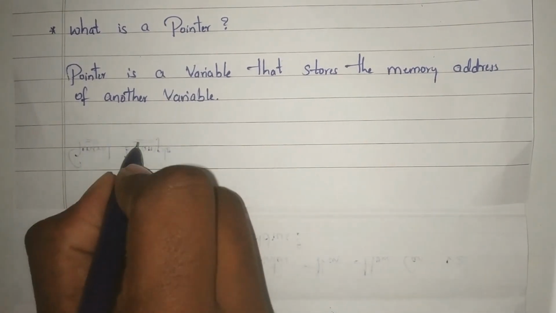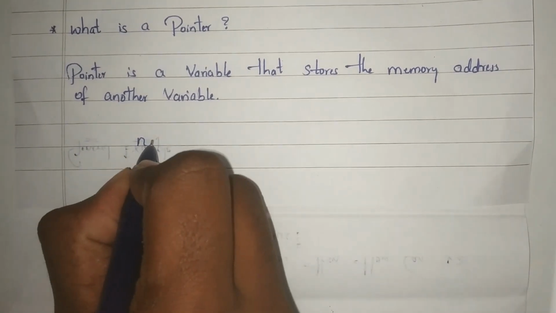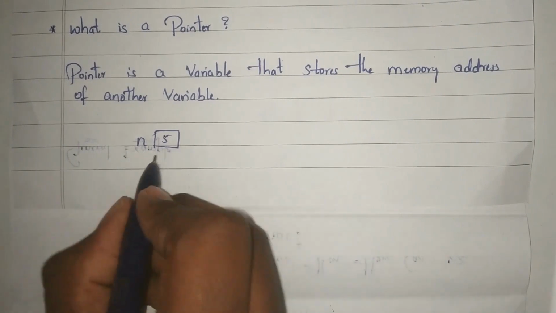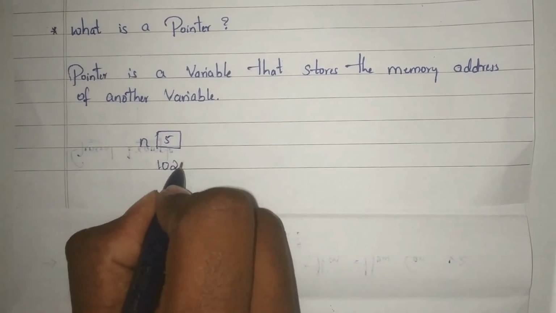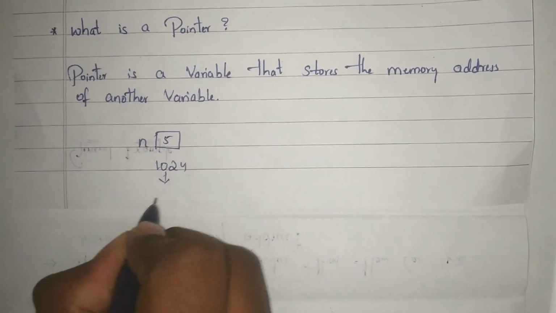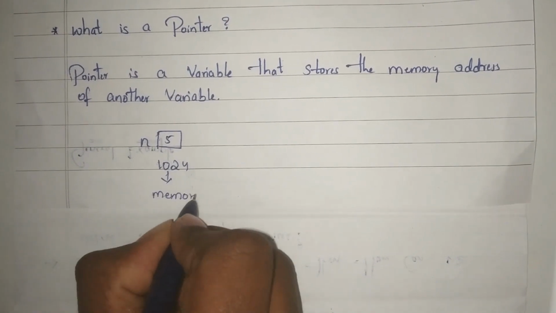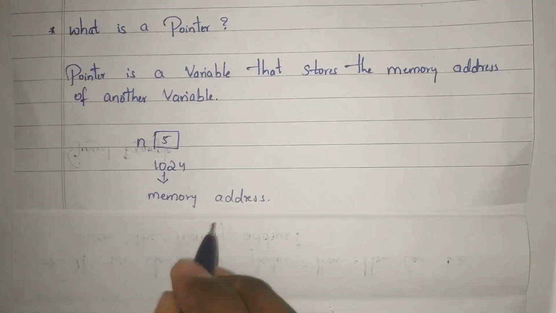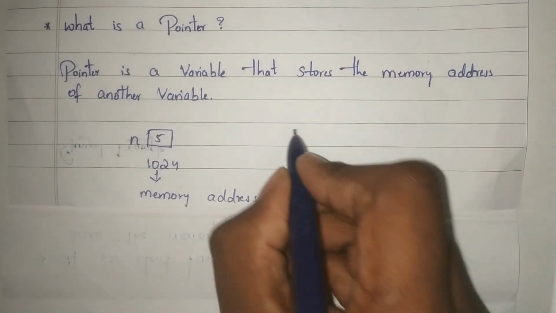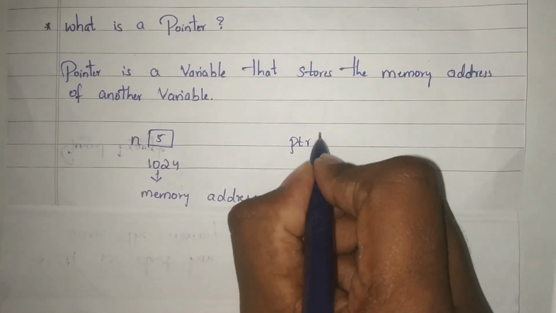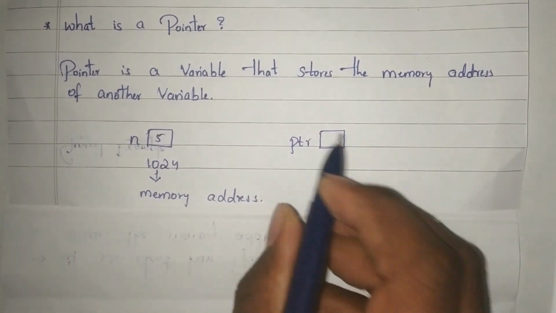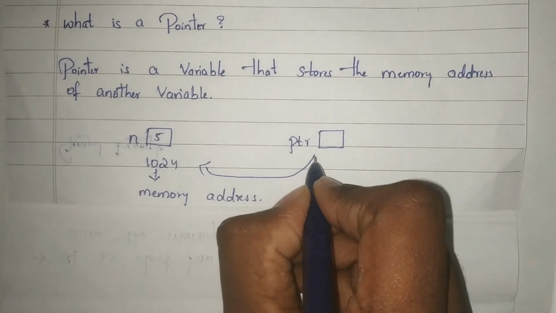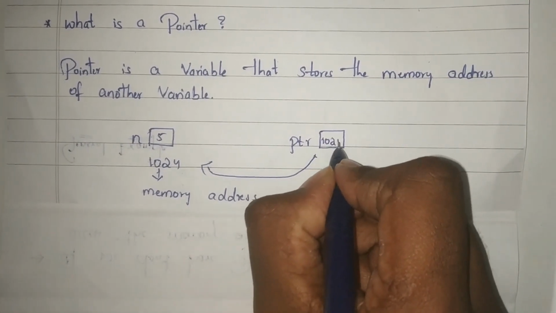Now let me consider one variable n which stores the value of 5 and which has the memory address of, let me consider 1024, which is the memory address of variable n. And now let me consider a pointer variable ptr. What does this ptr do? It stores the memory address of the variable n, that is 1024.